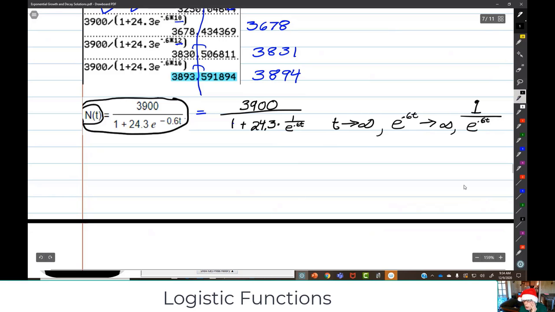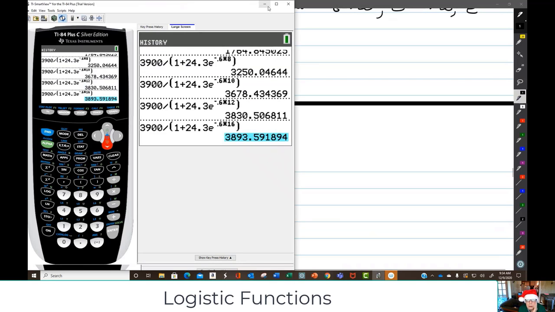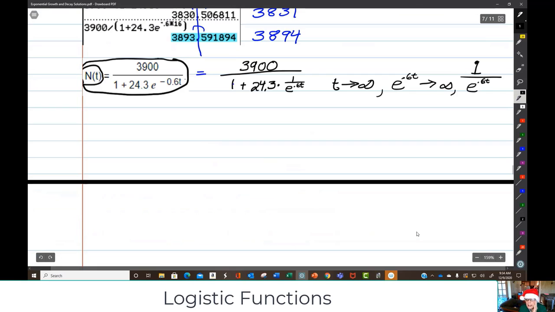I can't get any bigger. Oh, come on. There now. All right.